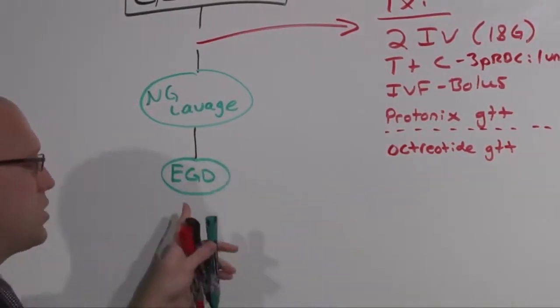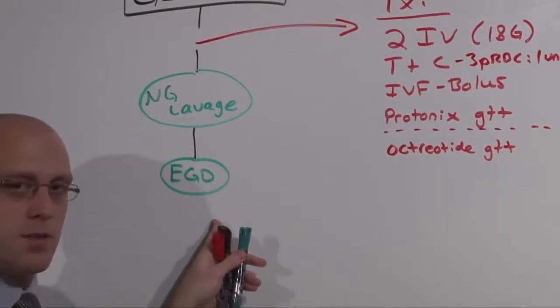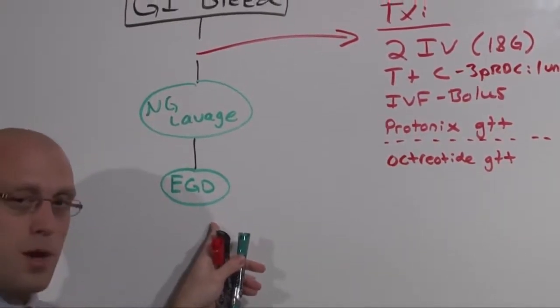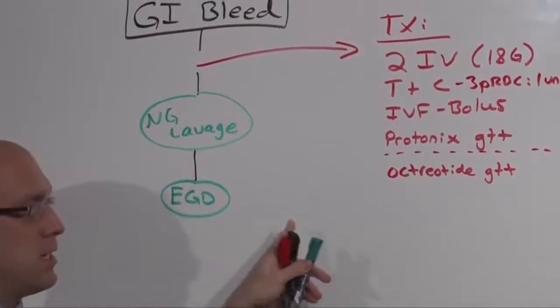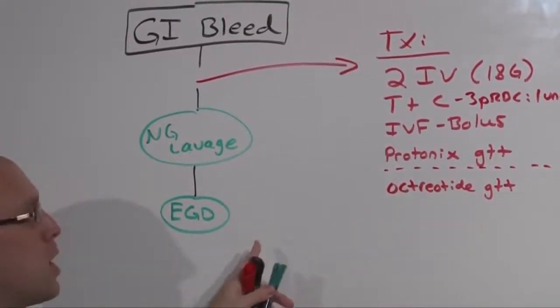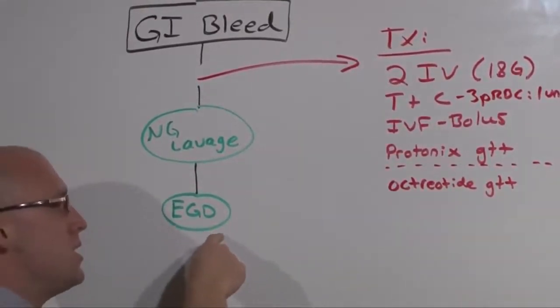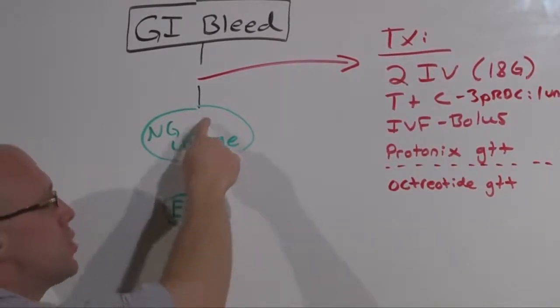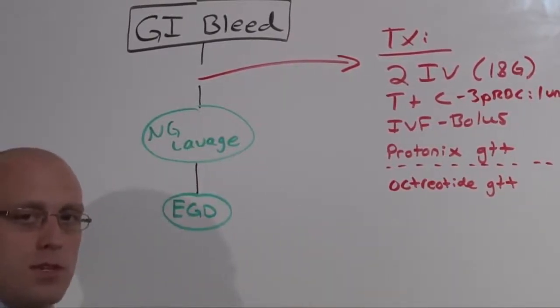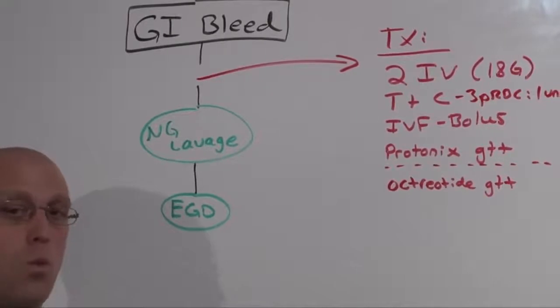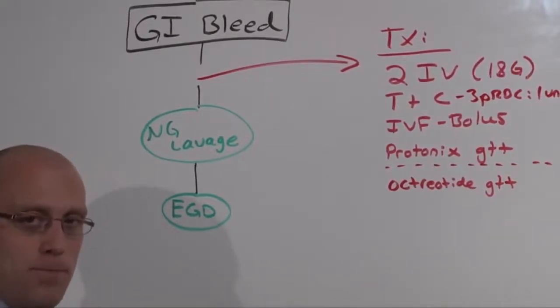Why? Because an EGD can be done at the bedside in the intensive care unit. It doesn't need a prep, and it allows for intervention for deadly diseases like varices. So people will question, if I'm going to do an EGD anyway, because the NG lavage is negative in 30% of cases of upper GI bleed, why do the NG lavage anyway?